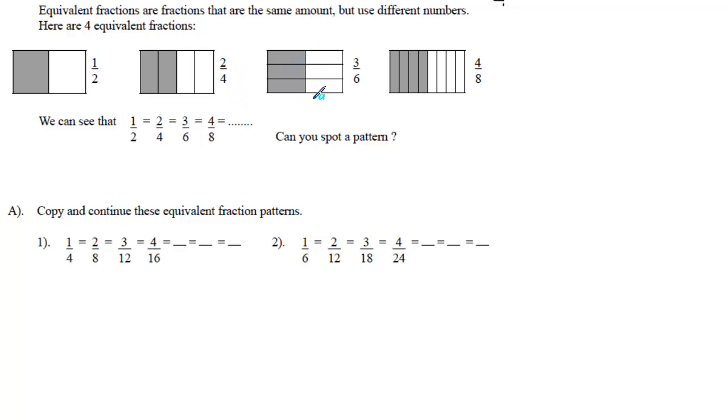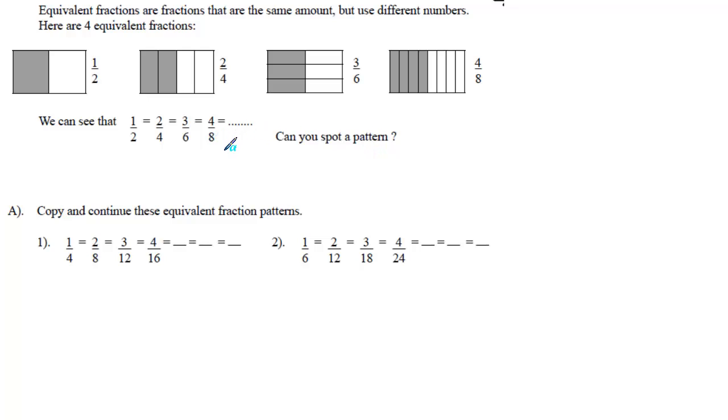In the same way, 3/6 must be the same as a half as well, and so must 4/8. So we have a half is the same as 2/4, is the same as 3/6, is the same as 4/8. Can we spot a pattern?